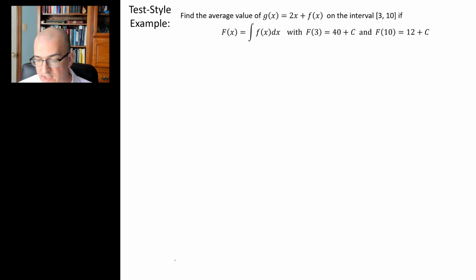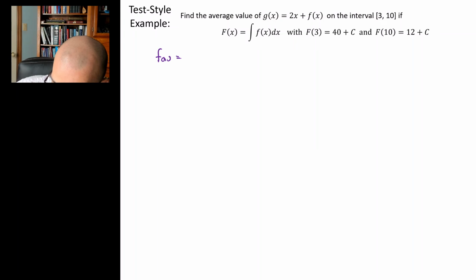This next example is the test style example that gets at the heart of what antiderivatives and average values are. I want to find the average value of g of x, which is defined as 2x plus f of x, between 3 and 10, if we're told that the antiderivative of f of x is capital F of x, and we're told that F of 3 is equal to 40 plus c, and F of 10 is equal to 12 plus c. So I'm going to write down the average value formula. f average is equal to 1 over b minus a, integral from a to b of f of x, or g of x. We're looking for the average of g, so this is g average.